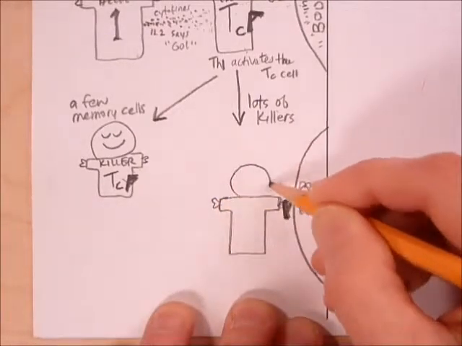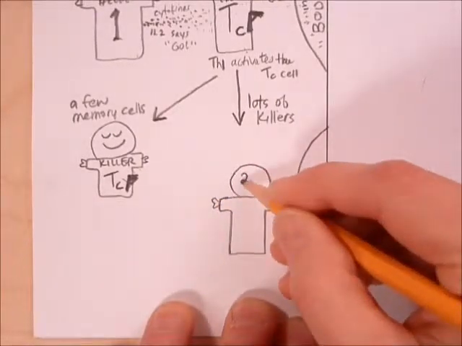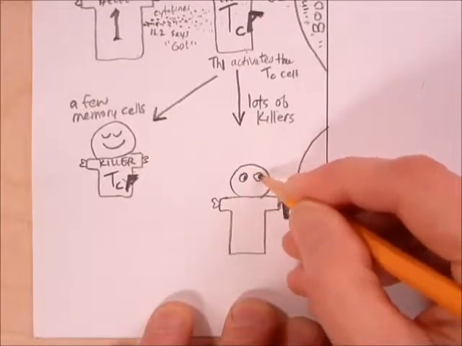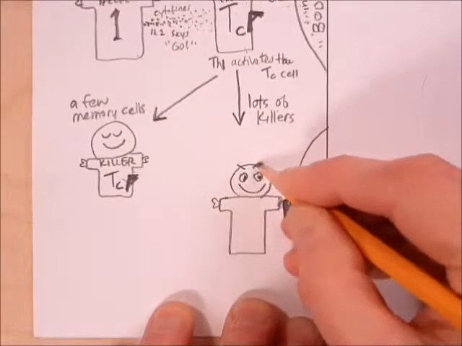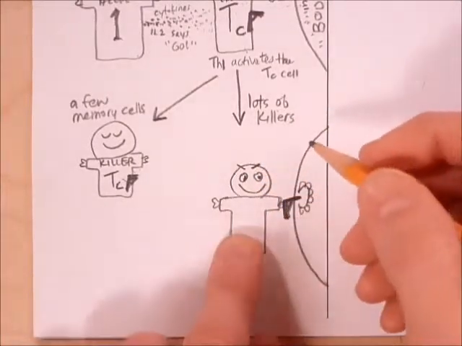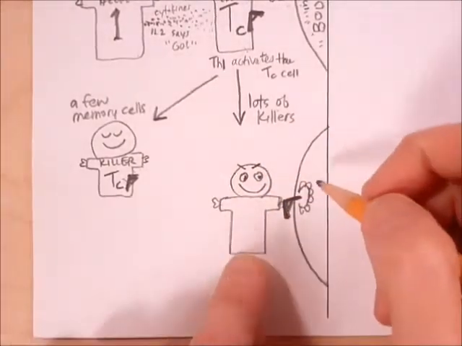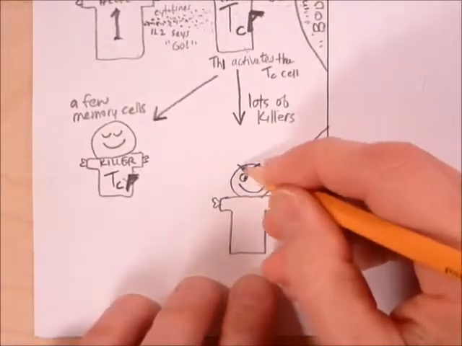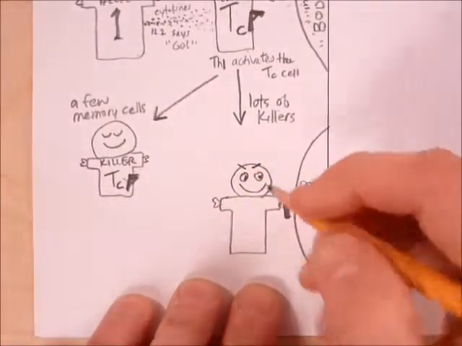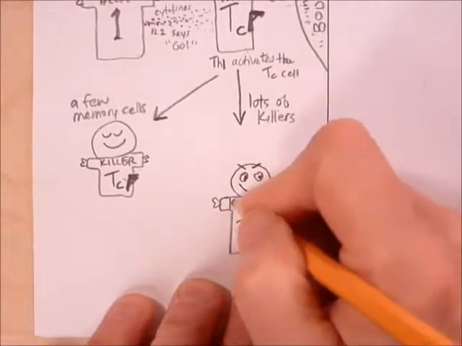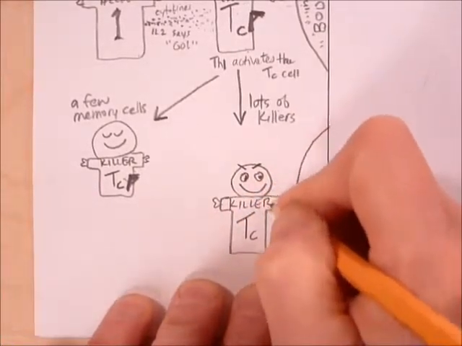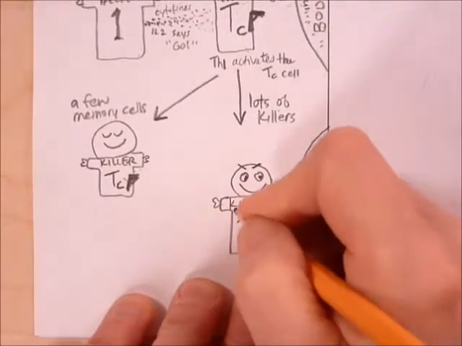Okay, so now he's got eyes looking over this direction. He's got a big smile because he knows what he's doing. But we could kind of give him eyebrows like that to make him look kind of like, he's not mean, but he means business. He's a killer. TC for cytotoxic, killer. Remember, CD8.